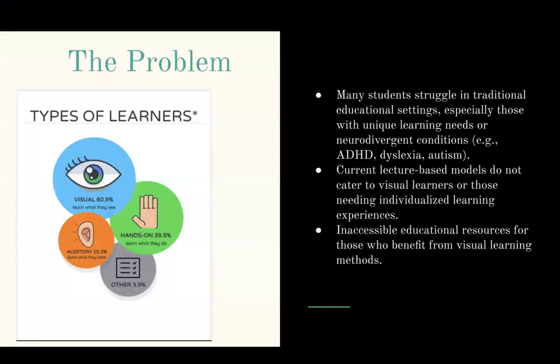In traditional education, many students are left behind, but not due to a lack of intelligence, but because their individual learning styles and needs are not met. This is especially true for students from neurodivergent communities such as those with ADHD, dyslexia, or autism, who often struggle with lecture-based teaching methods. Furthermore, those who prefer or require visual learning methods may lack the access to resources tailored for their needs. This problem needs a solution that recognizes and addresses the diverse ways that students learn.